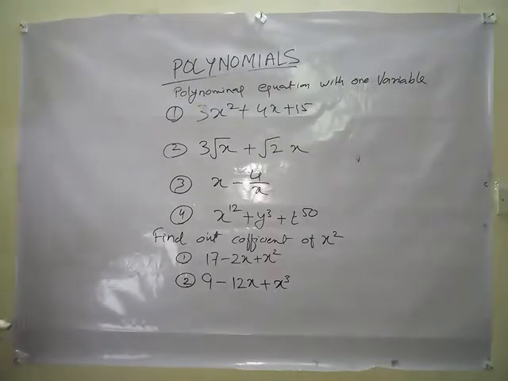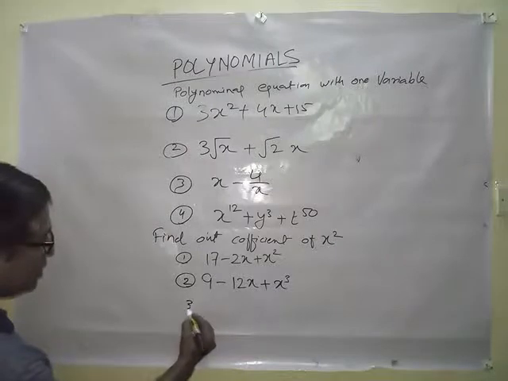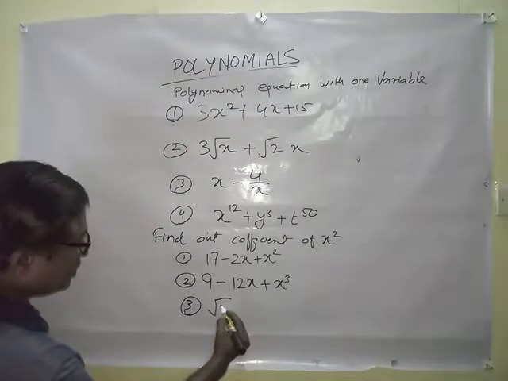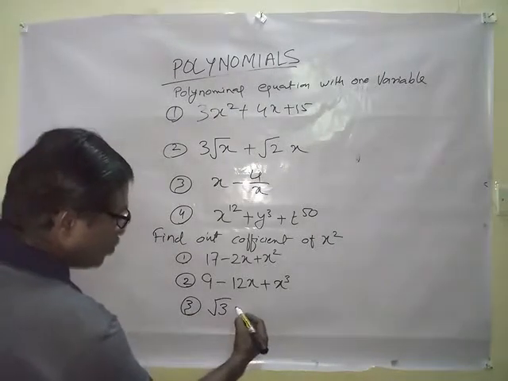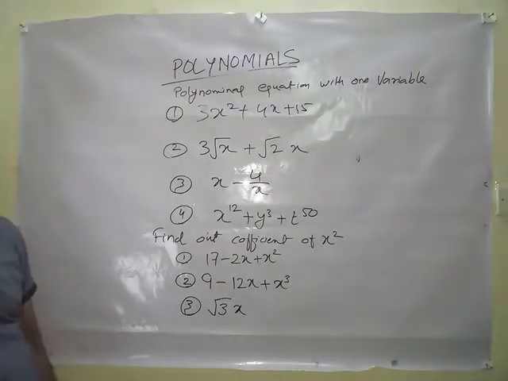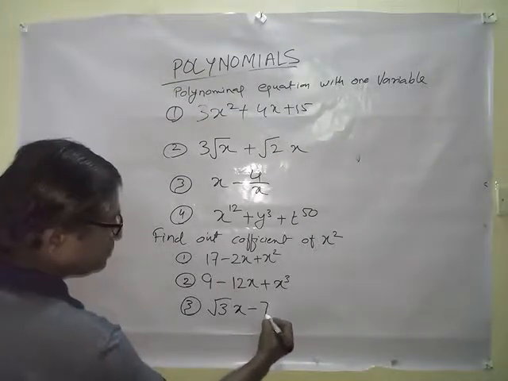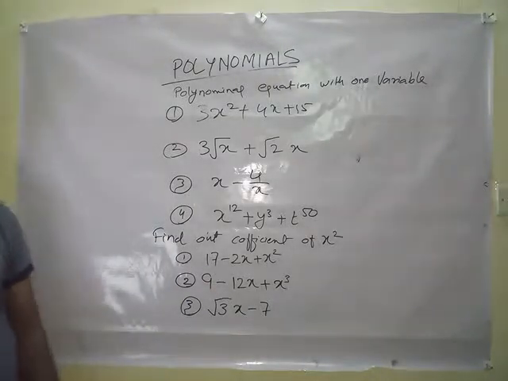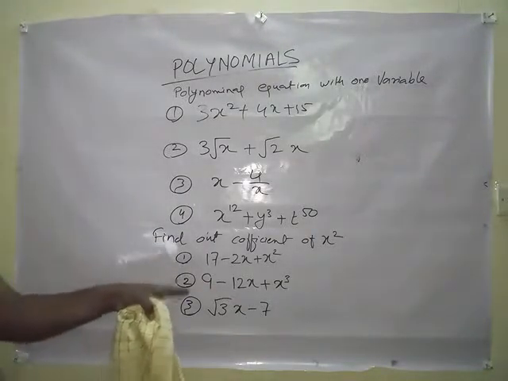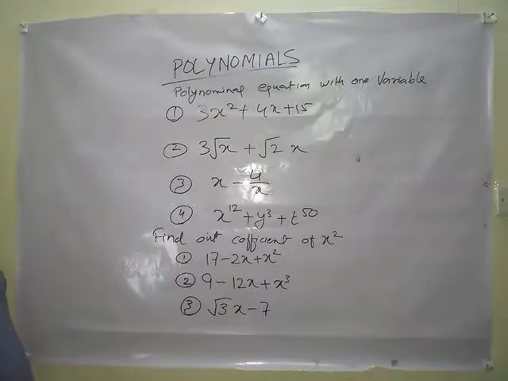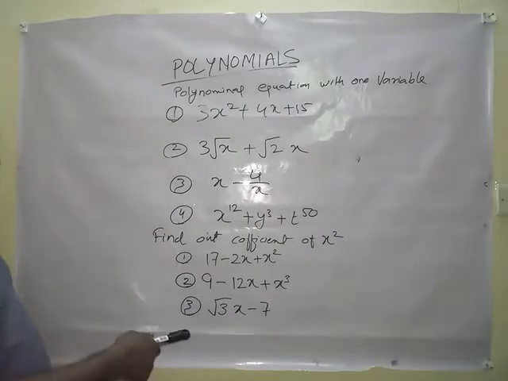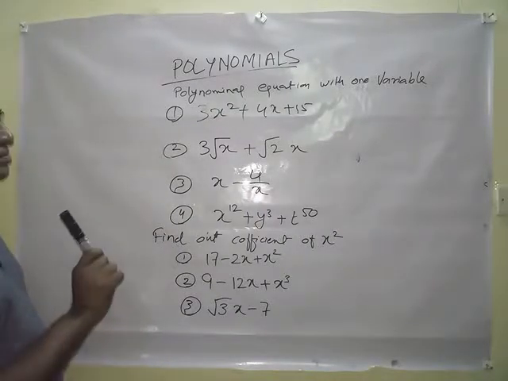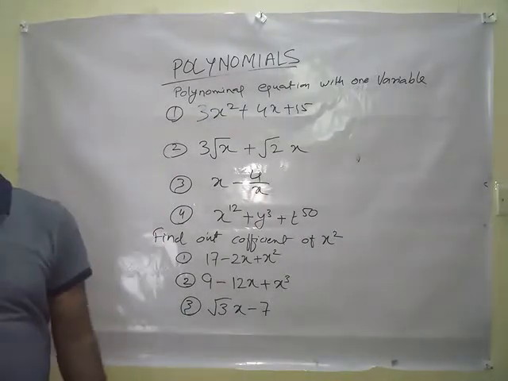So these are the two equations, or let me give you another: square root 3x minus 7. In these three equations, find out the coefficient of x square. Now here you pause the video, solve this, and then only you should move ahead.